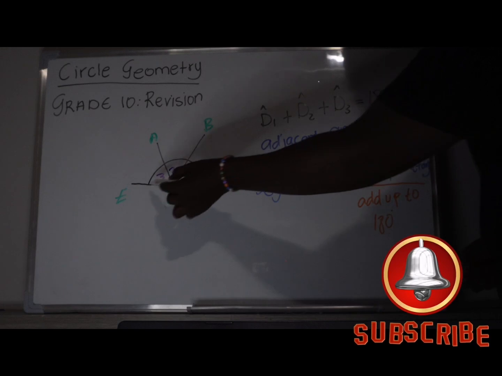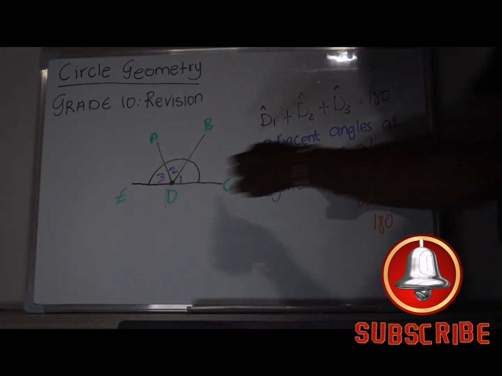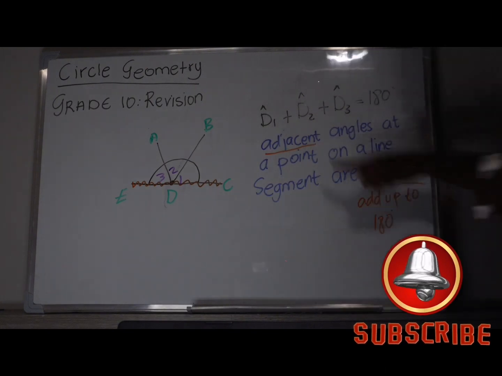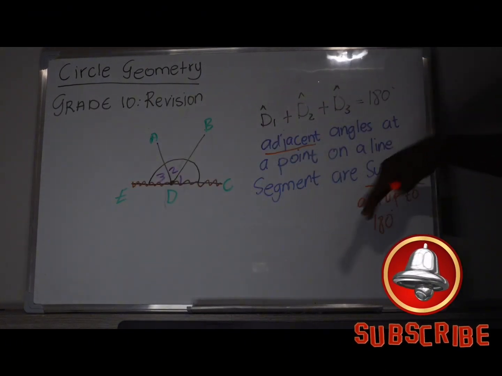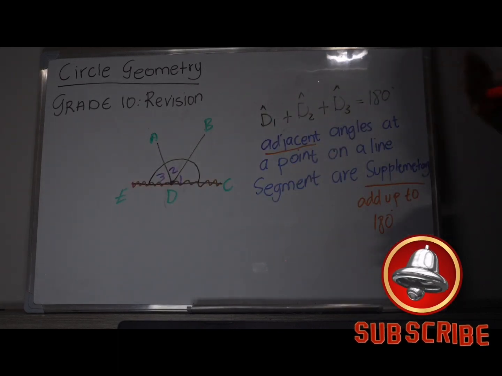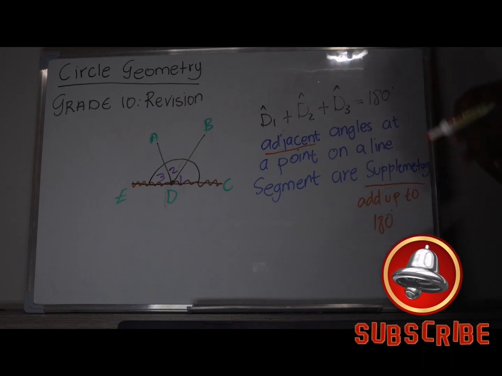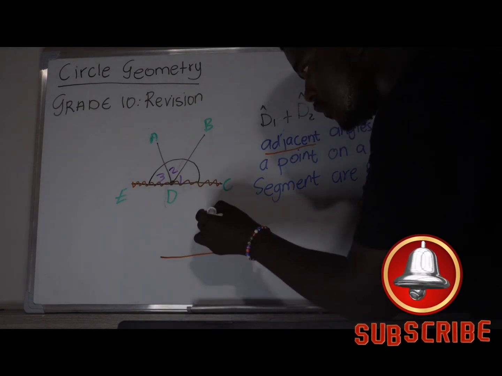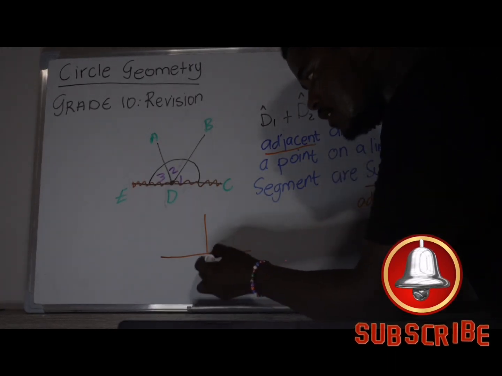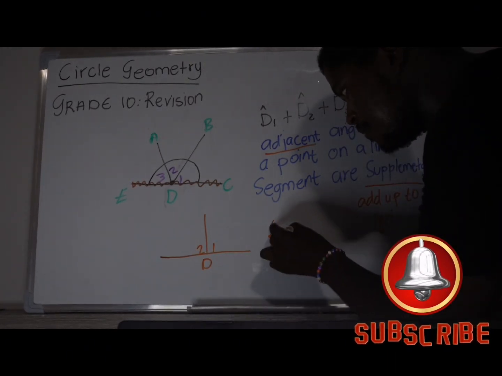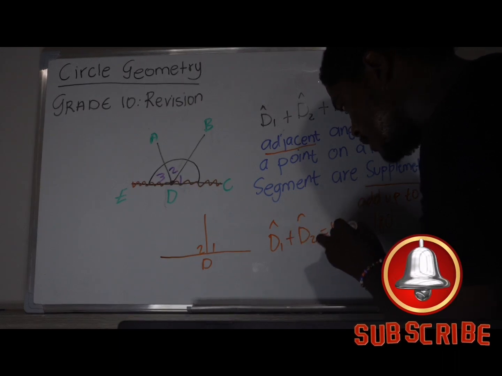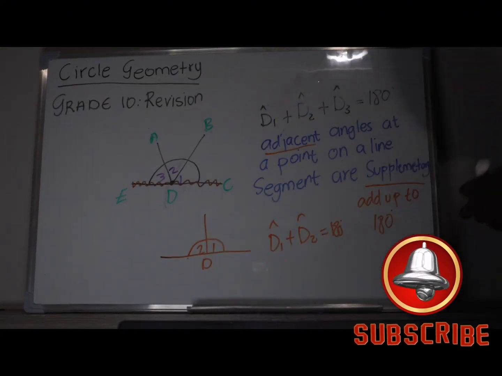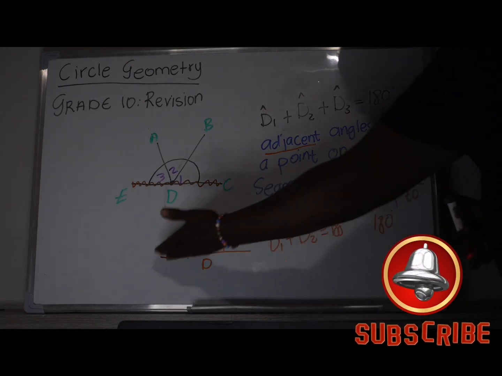Adjacent, it means these angles are adjacent, on a point D, on a line segment. This is the line segment. Adjacent angles on this line segment, which means each and every angle that is on a line segment adds up to 180 degrees. It can be something like this. Let me just say I've got D1 and D2. D1 plus D2 equal to 180 degrees. These two angles are adjacent.